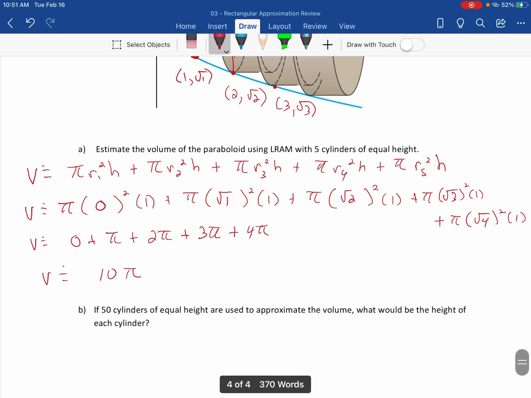Incidentally, if you did RRAM, you'd have all of these terms still, and then you'd have the 5 pi at the end, so your RRAM would be 15 pi, which is kind of interesting. I just throw that in there, that LRAM and RRAM are really connected, just the first and last term is different, and we're going to talk about that a little more later.